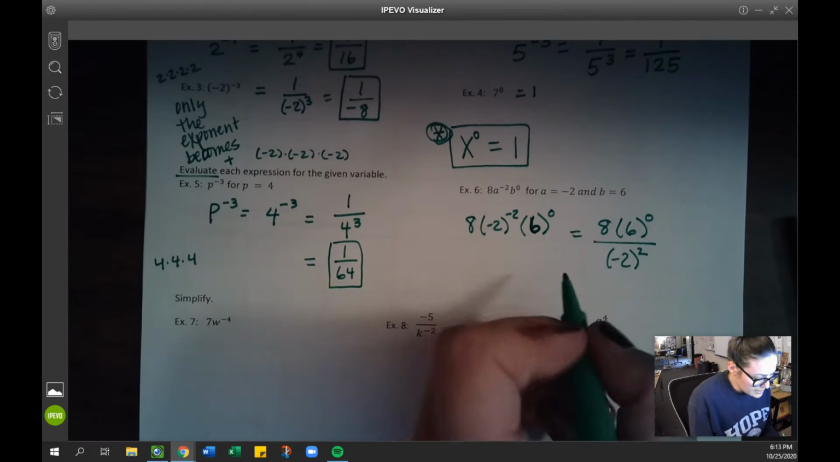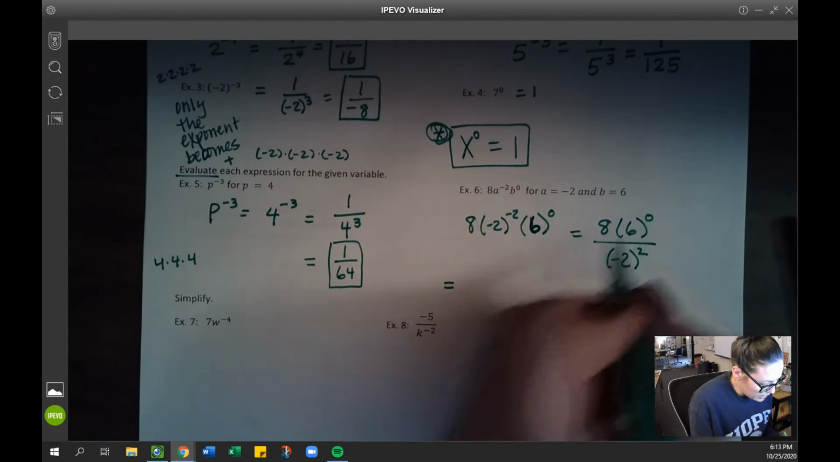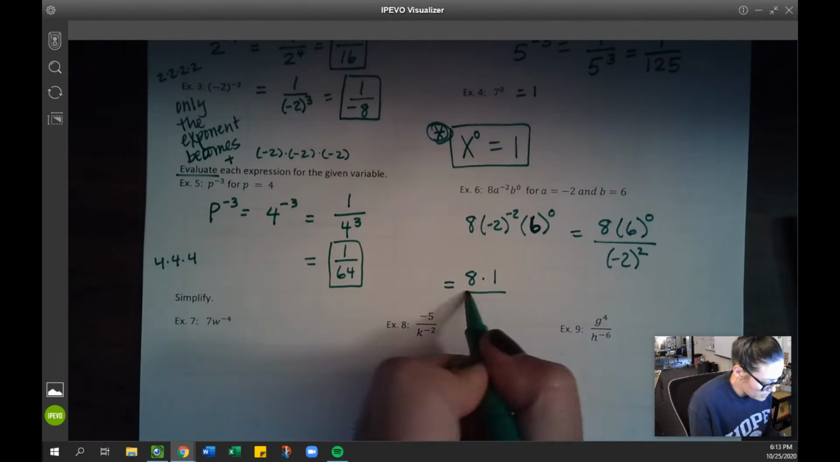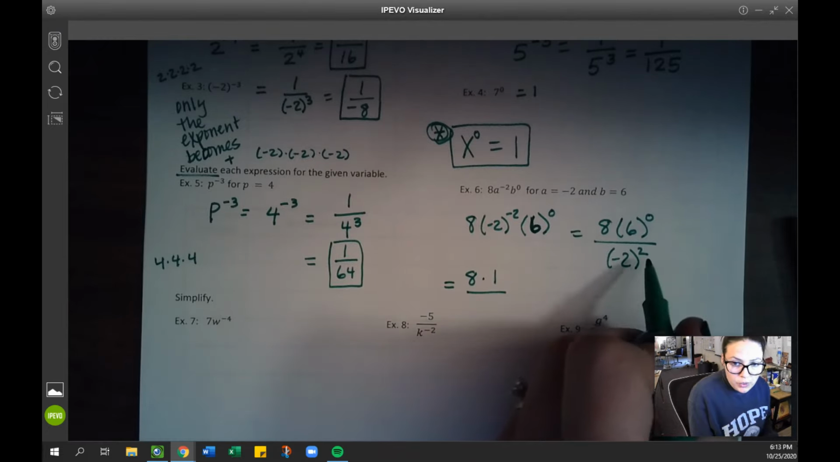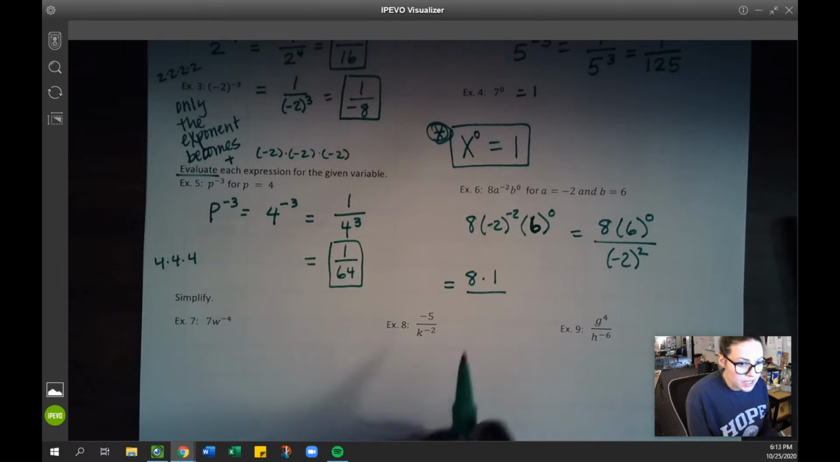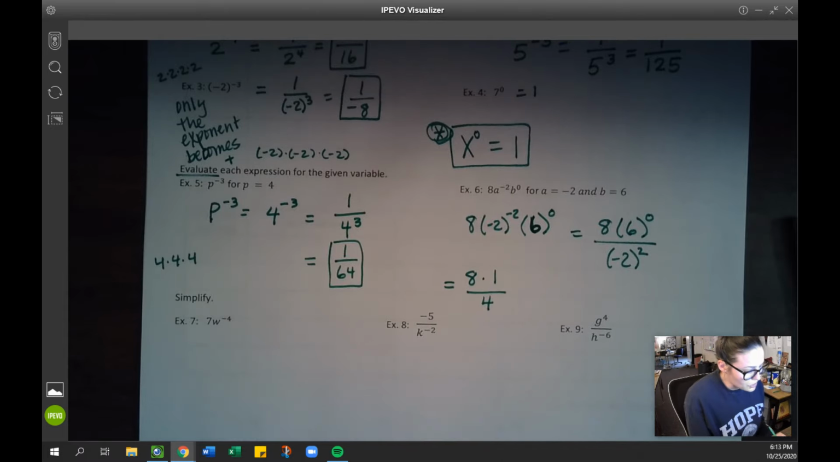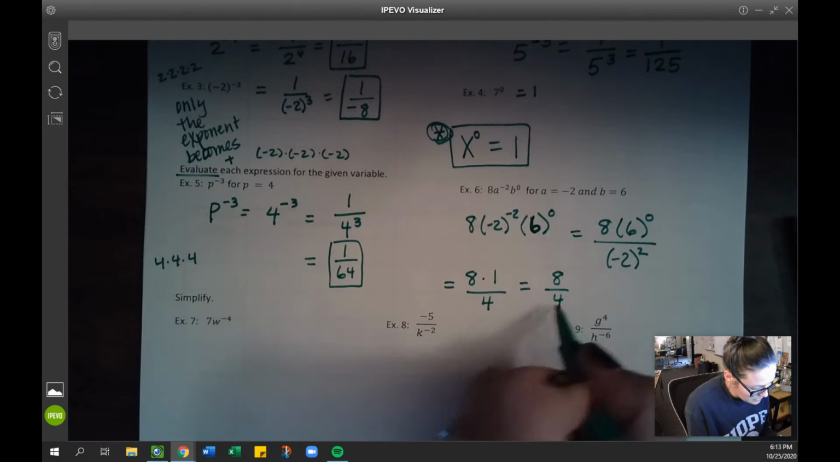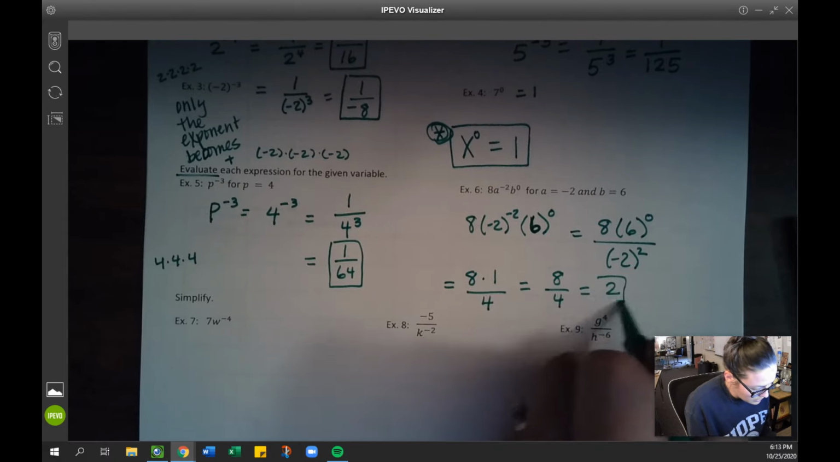Okay, let's continue to simplify this. I'm going to have 8 times 6 to the 0, which is 1. Negative 2 squared means I'm going to do negative 2 times negative 2, which is 4. 8 times 1 is 8. 8 over 4 is 2.